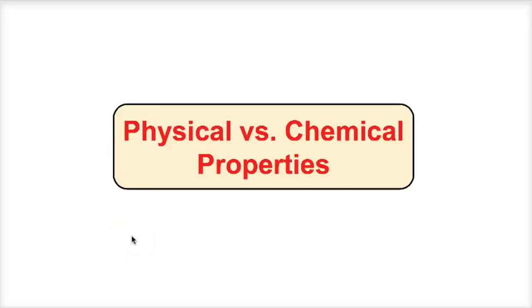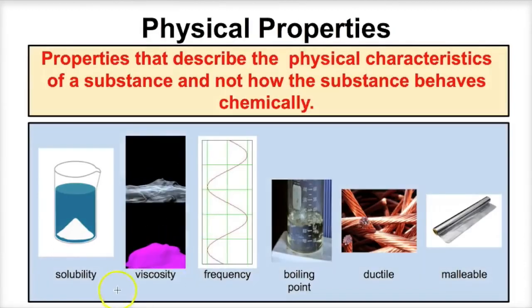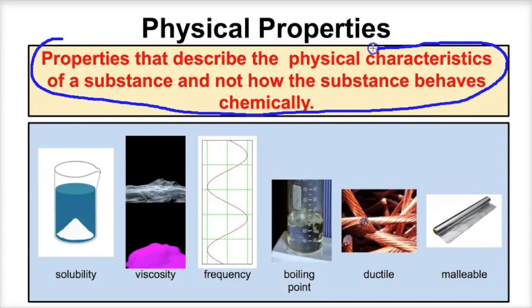Mr. Millings here, and today we're going to learn about physical versus chemical properties. So let's jump right in and take a look at what physical and chemical properties are. Physical properties are properties of matter that describe the physical characteristics of a substance and not how the substance behaves chemically. So physical properties will tell you how that substance behaves physically but not chemically.